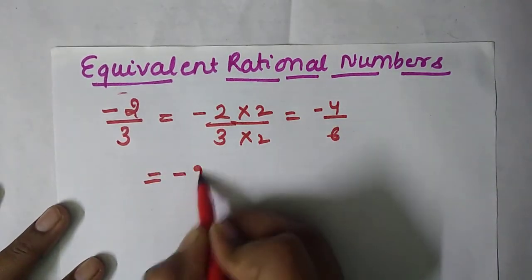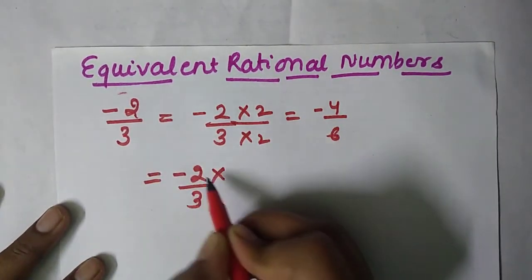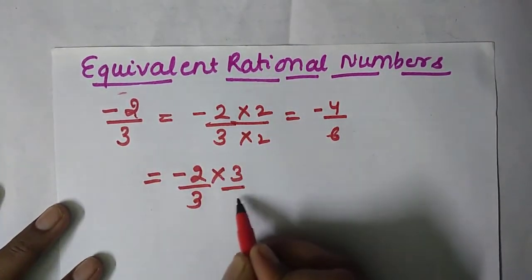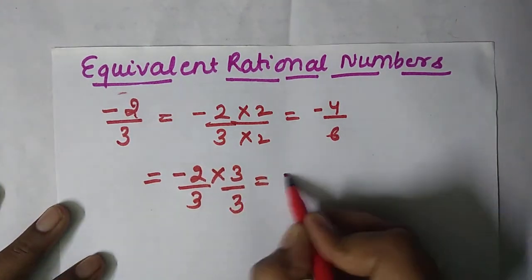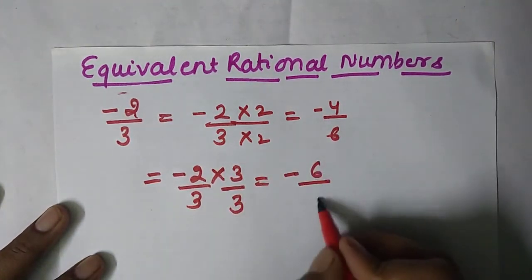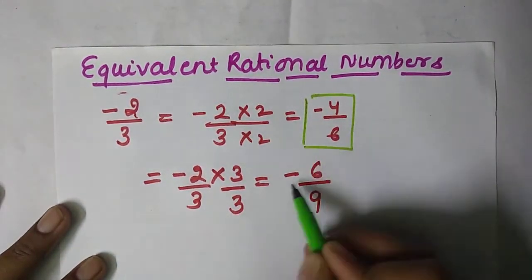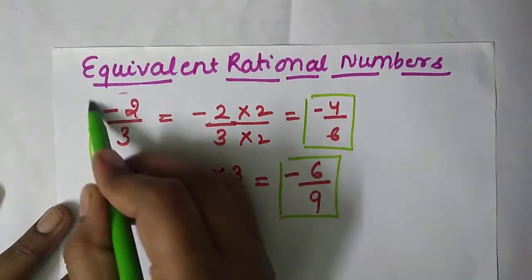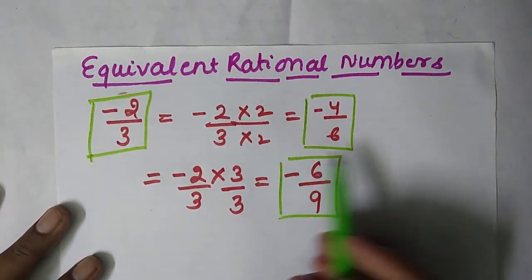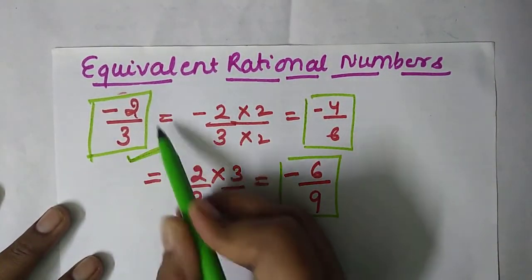Again, this 2 by 3, if I multiply its numerator and denominator by 3, then it will be 6 by 9. So these 2 by 3, 4 by 6, 6 by 9, all are equivalent rational numbers which are equivalent to 2 by 3.